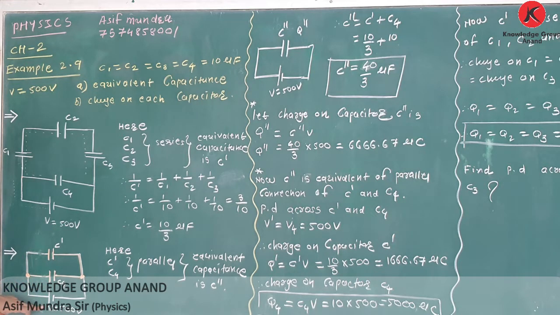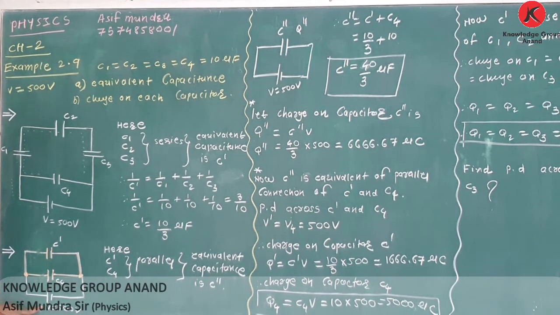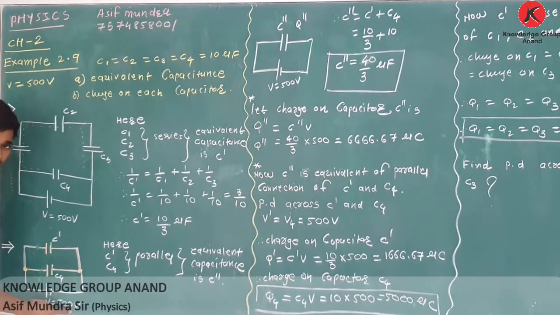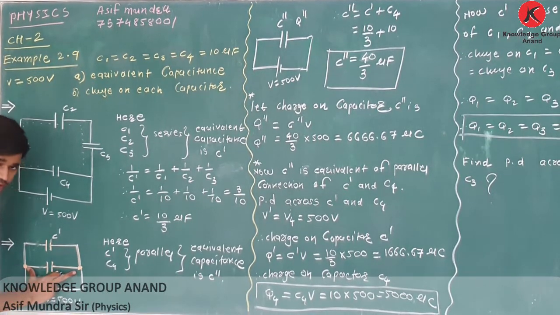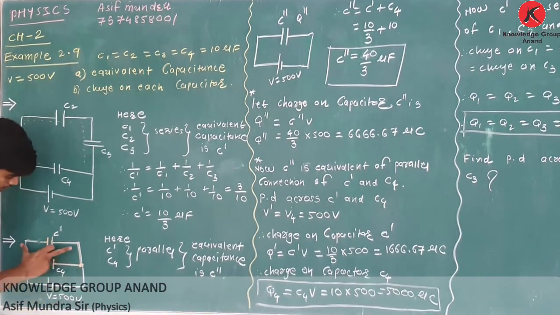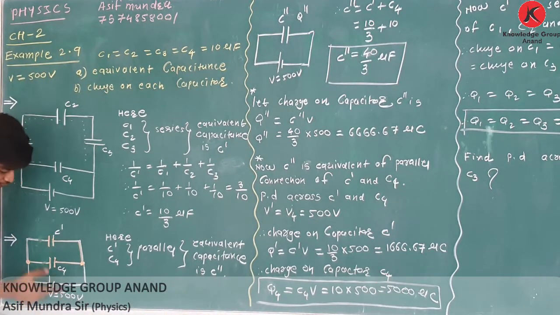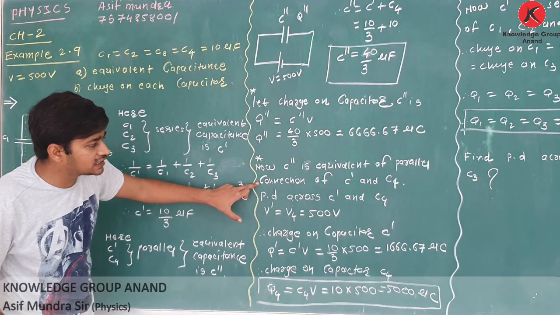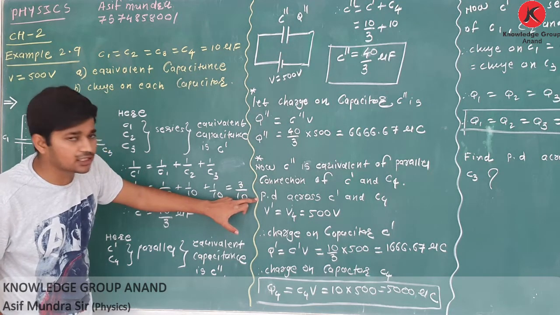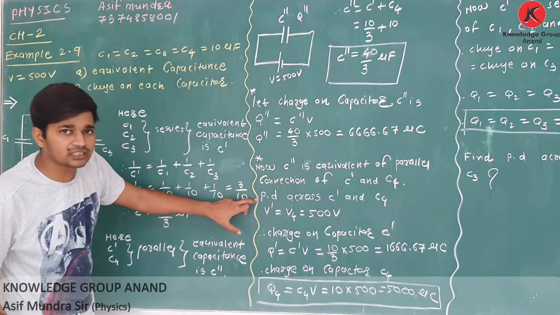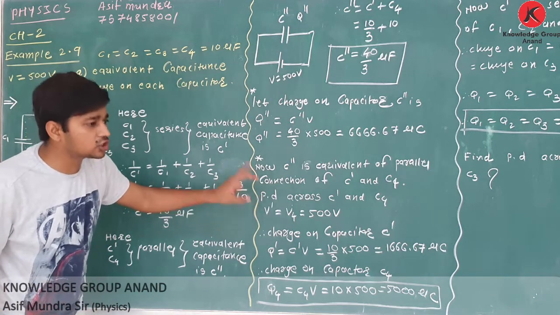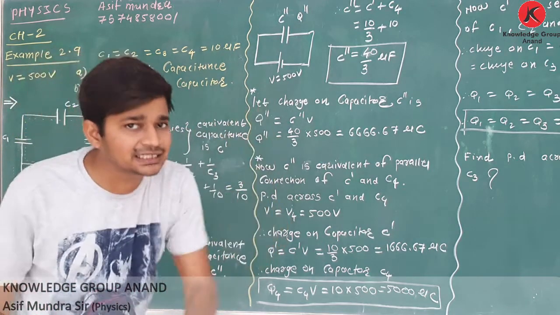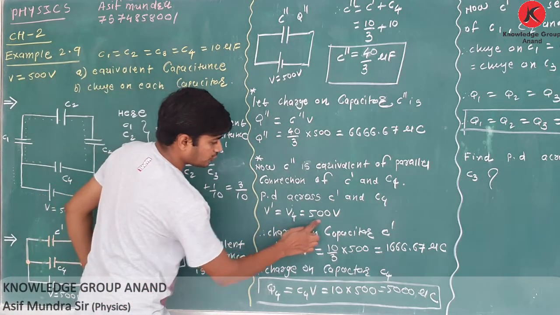Okay, and in parallel connection, what is the same? In parallel connection, potential difference remains the same. As V is equal to 500 volt, the potential difference across the two ends of C4 is 500 volt, and across the two ends of C dash is 500 volt. So the potential difference across C double dash and C4 is the same. V dash is equal to V4 is equal to 500.